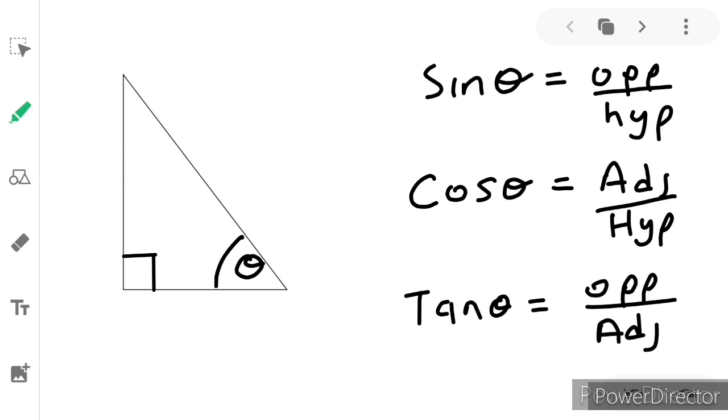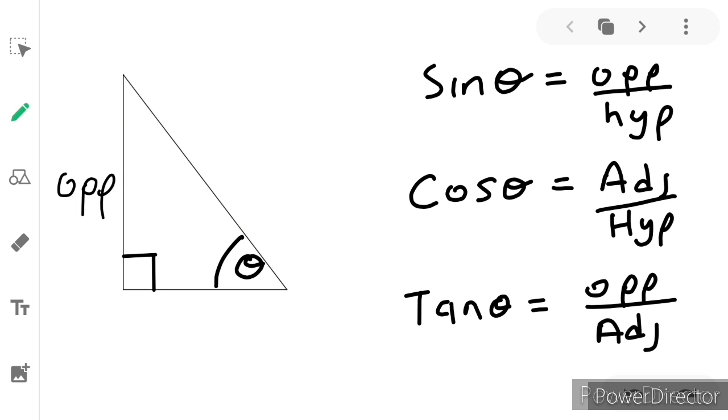Alright, so let's deal with the first one, the opposite. When we talk about the opposite, we are basically talking about the side that is opposite the angle that they give us. In this case, we don't know any angle. They give us theta. Theta is used in place of an angle. So the opposite will be the side that is opposite the theta, and the side that is opposite the theta is this side here. So we'll label this side as the opposite.